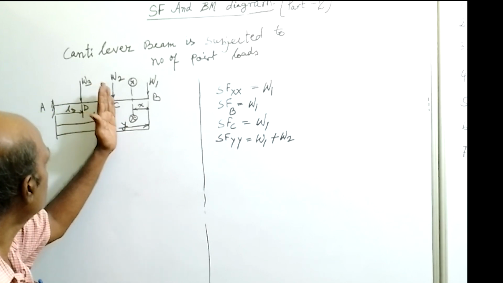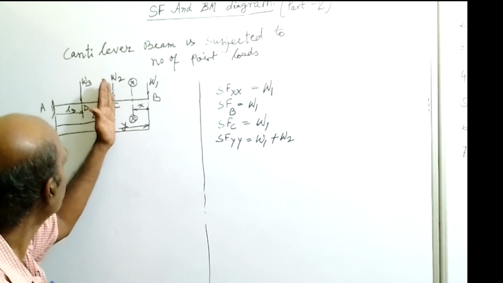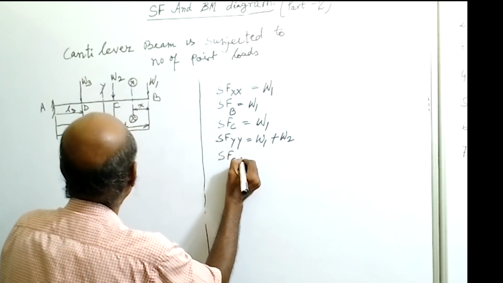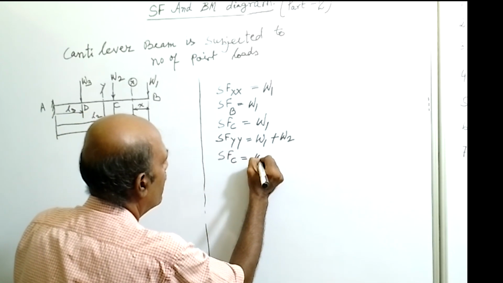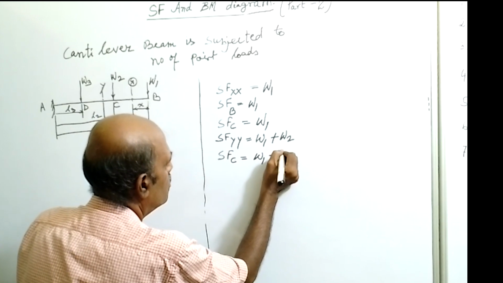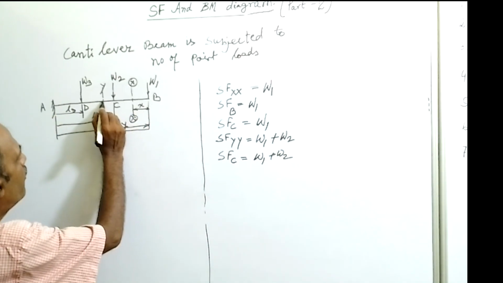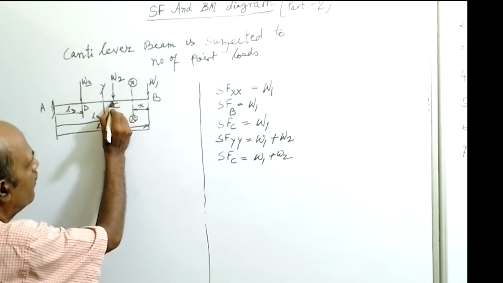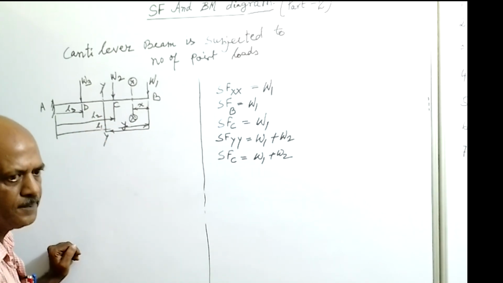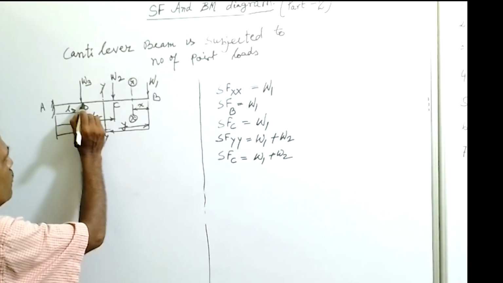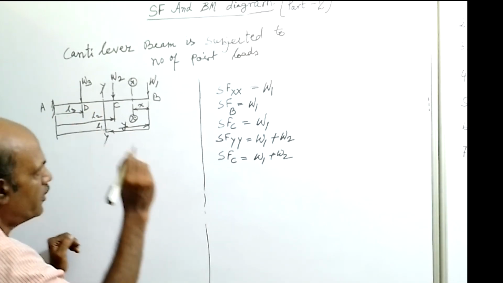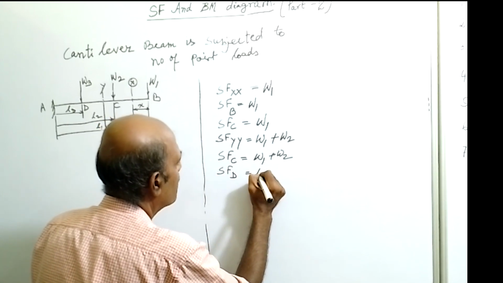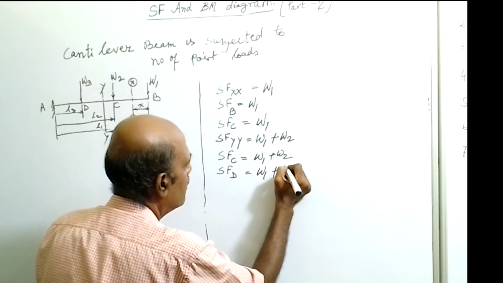Now slide the YY section to point C and point D. The shear force at point C will be equal to W1 plus W2, because when we slide the section to point C, it is just one point left of C. Sliding the section to point D means just right of point D, so the shear force at point D will also be equal to W1 plus W2.